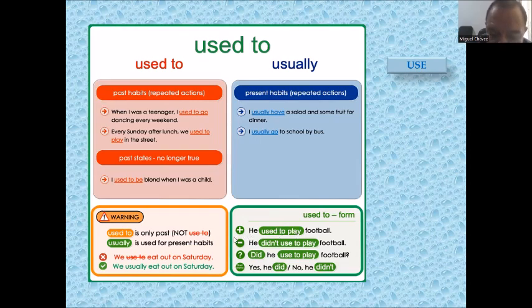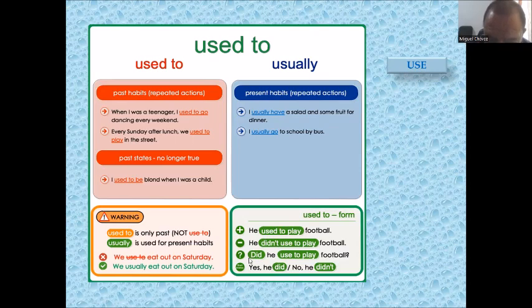And if we want to make the negative sentence, as we said before, we are speaking in past. Then we have to use the auxiliary didn't and use in present. He didn't use to play football, but be careful because here we are talking about past because we have the auxiliary didn't. I didn't use to play, he didn't use to play, you didn't use to play, we didn't use to play, it doesn't change. We have the same form for any subject.